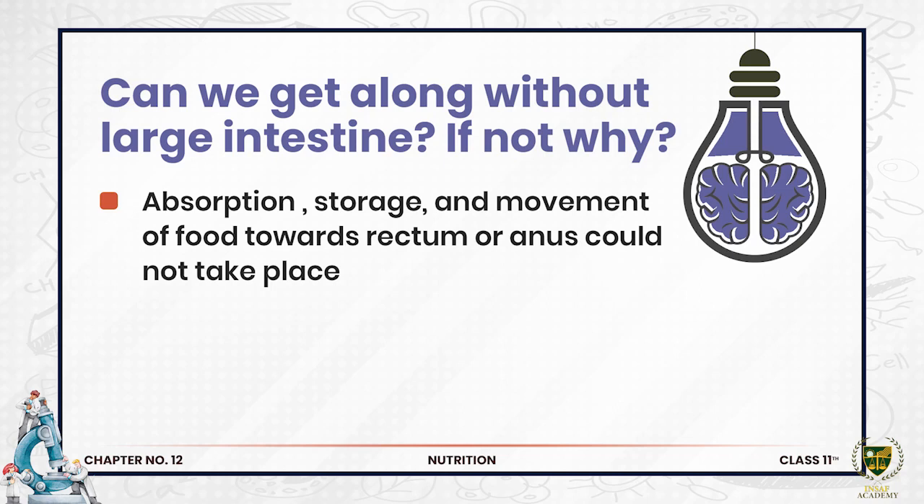And number 4, can we get along without large intestine? If not, then why? So we cannot get along without large intestine because it helps in absorption of the water and minerals, and it is also involved in the removal of waste and movement of waste throughout the body. Clear? So we cannot live without the large intestine, as it is the important part, because water absorption happens from here, and nowhere before it. So if it is not there, there is no water absorption, so it will lead to various abnormalities.